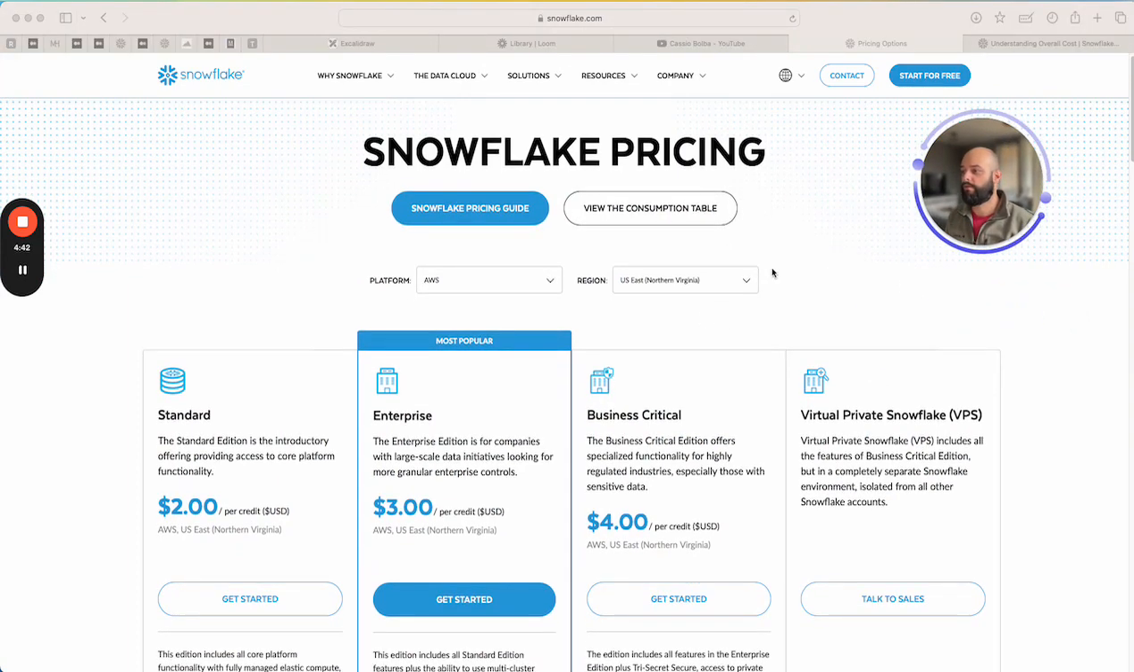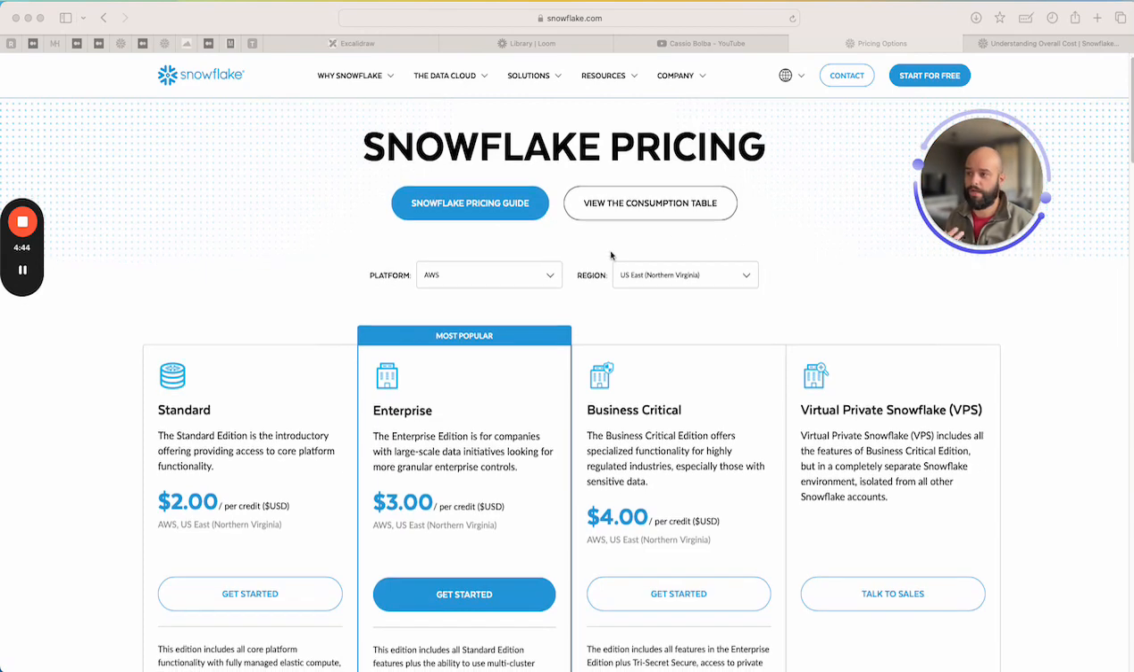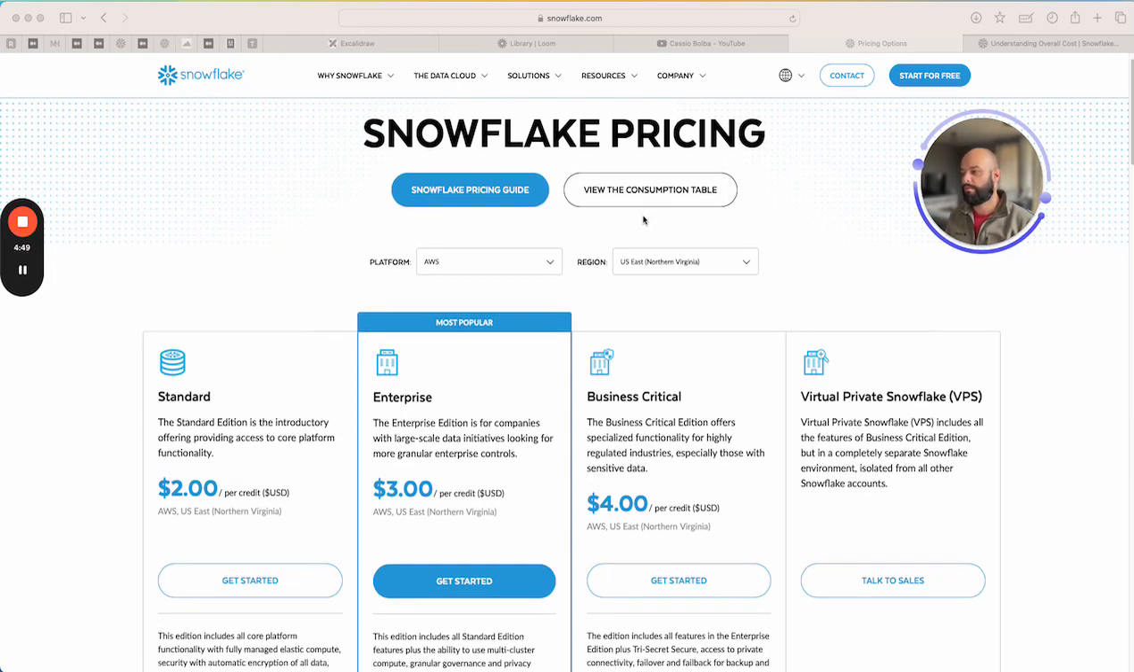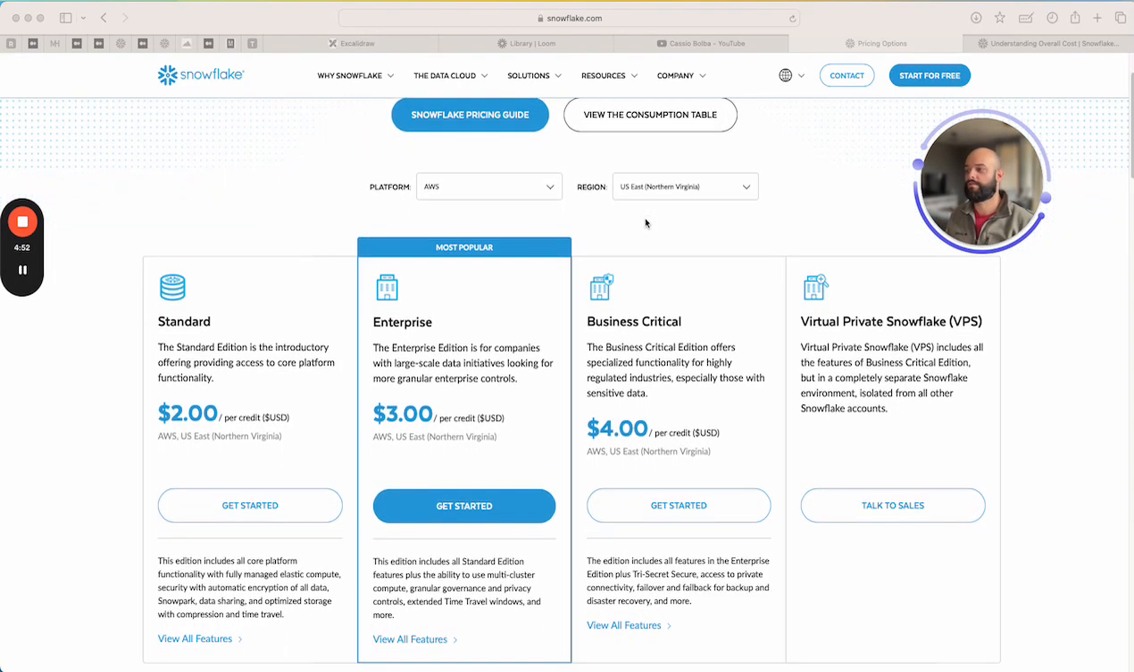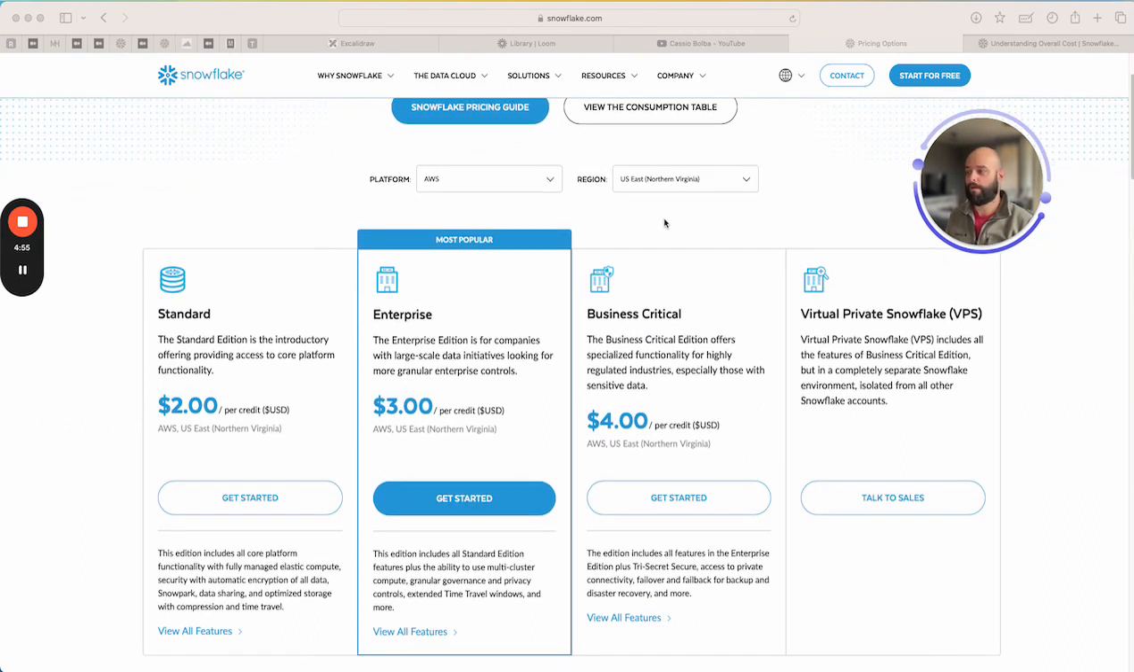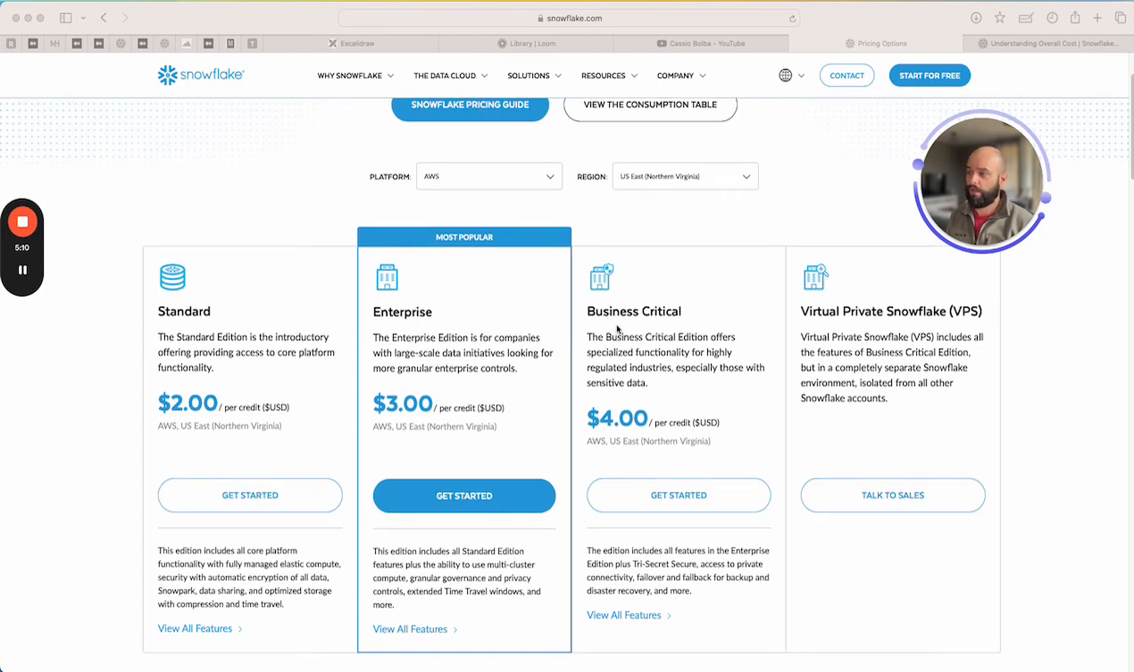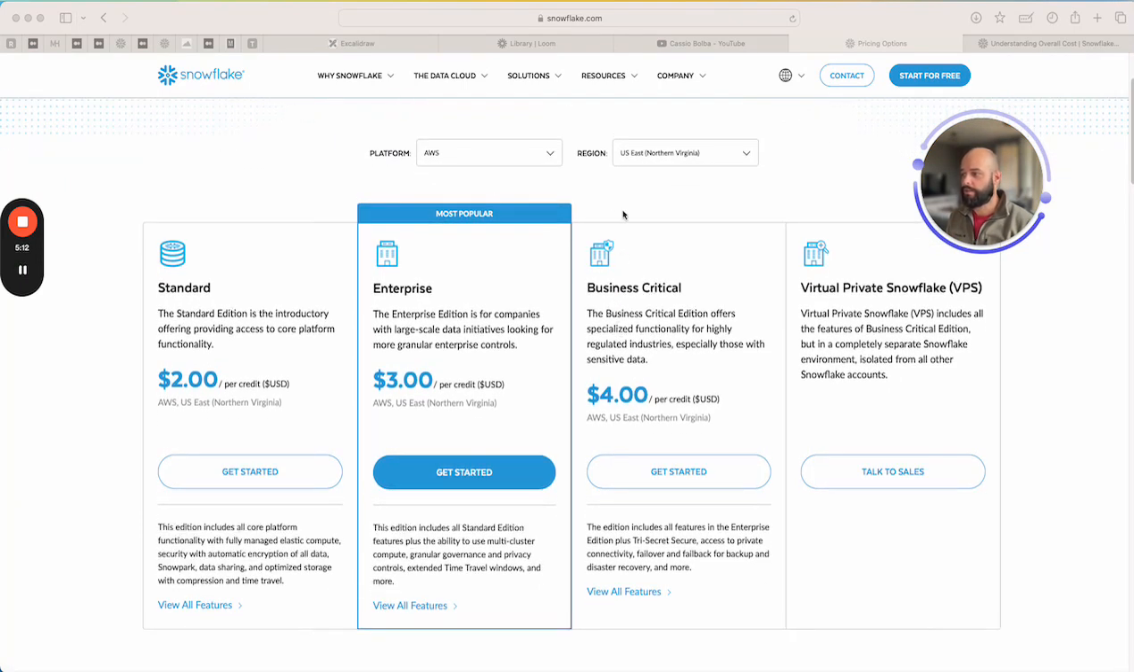And here in the Snowflake pricing, we have a pricing guide that you can download for a more comprehensive explanation, right? Basically what we have here is the pricing per instance type. We're going to go over instance types in another video, but basically we have 4 instance types. The first 3 are the main ones used, and they're the ones where we can see the price: standard, enterprise, and business critical, right?